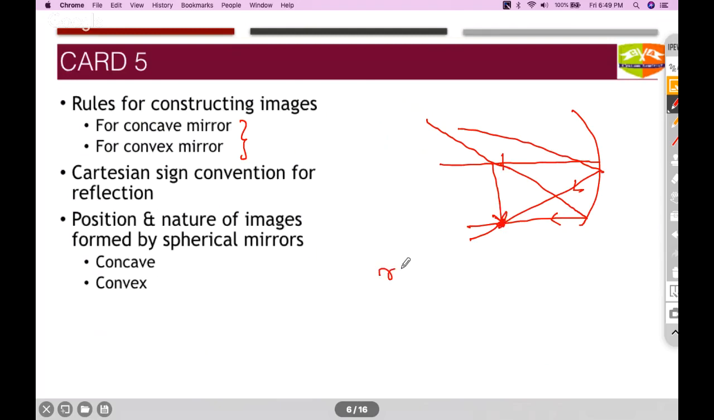So what is a real image? A real image means if reflected lights can actually be captured on a screen, that image would be known as a real image. If I put a screen, I'll find the image of the object here. Suppose the object is somewhere here and I'm finding the image here. This image can be captured on the screen here. In case of convex mirror, what happens?